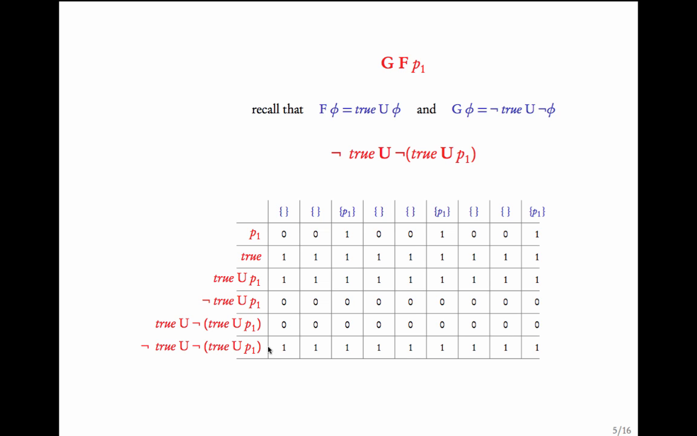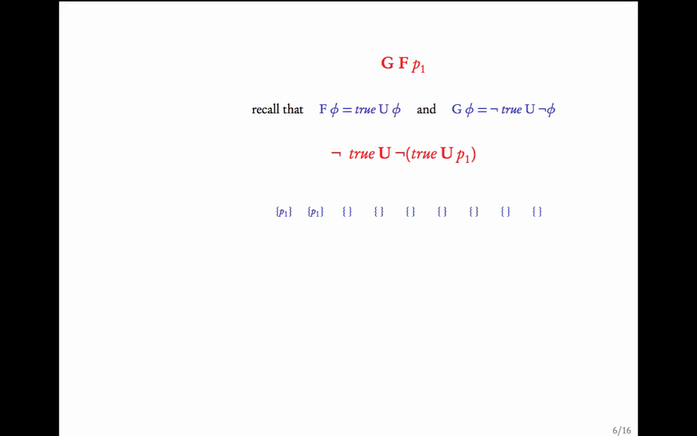This cell, the one corresponding to the last row and the first column, will tell whether this word satisfies the formula or not. If you remember the semantics of LTL, we evaluated this formula on this position. It says that it is 1. So GFP1 is satisfied by this word. So this word had P1 coming periodically and hence P1 comes infinitely often. Let's look at another word where you have P1, P1 and then always the empty letter.